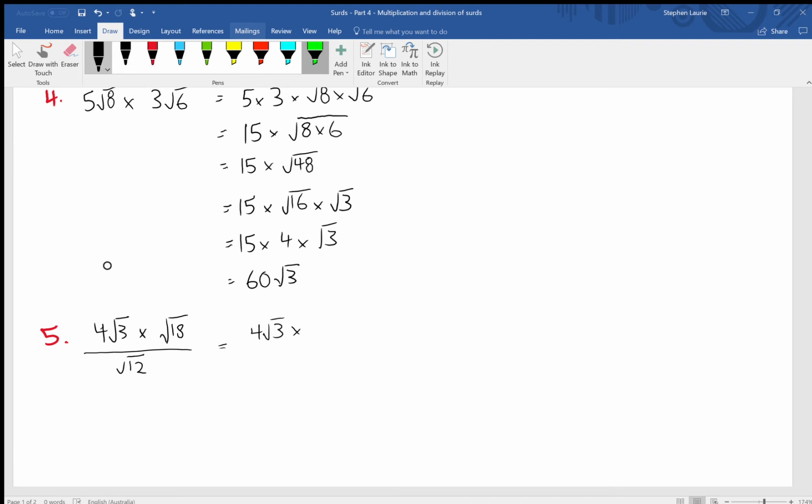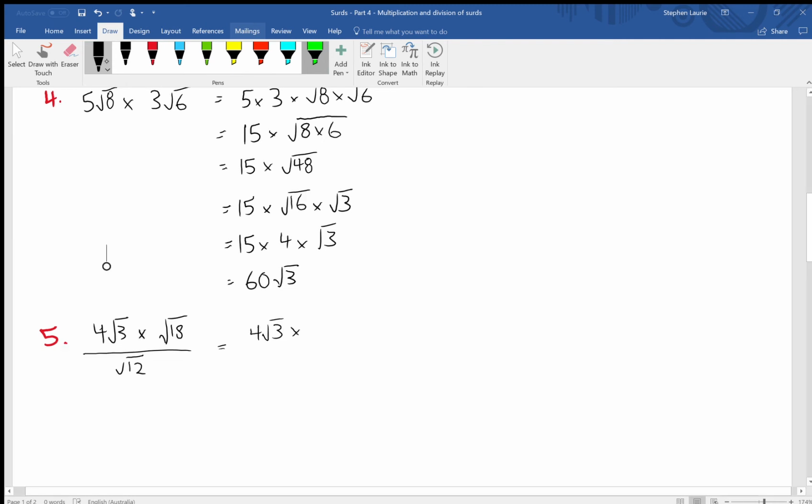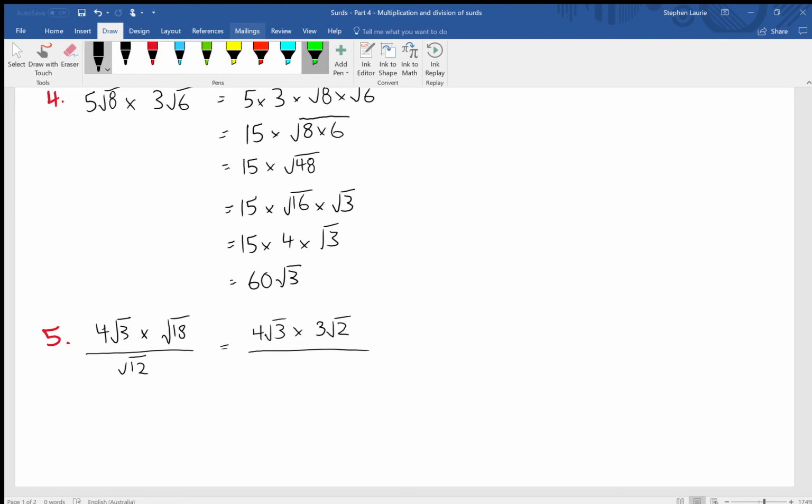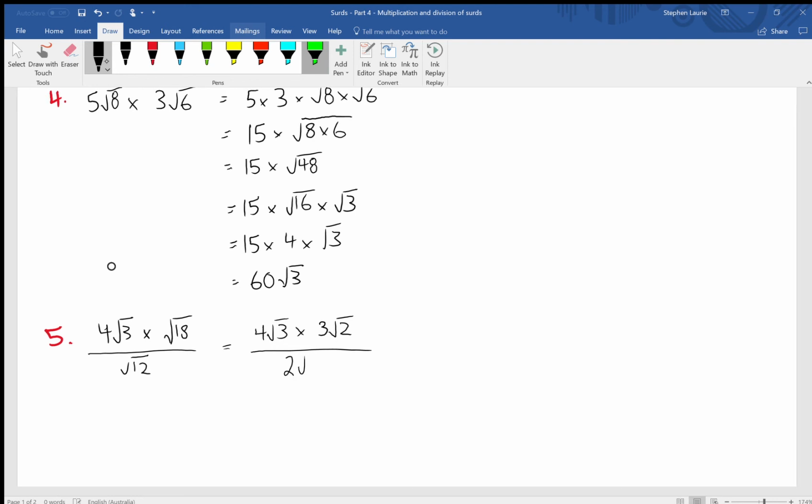The highest square number that goes into 18 is 9. Square root of 9 is 3, and we're left with the root 2. So 3 root 2 is our simplified version of the square root of 18. And the square root of 12, well, we have 4 3s are 12, the square root of 4 is 2, and we're left with root 3.